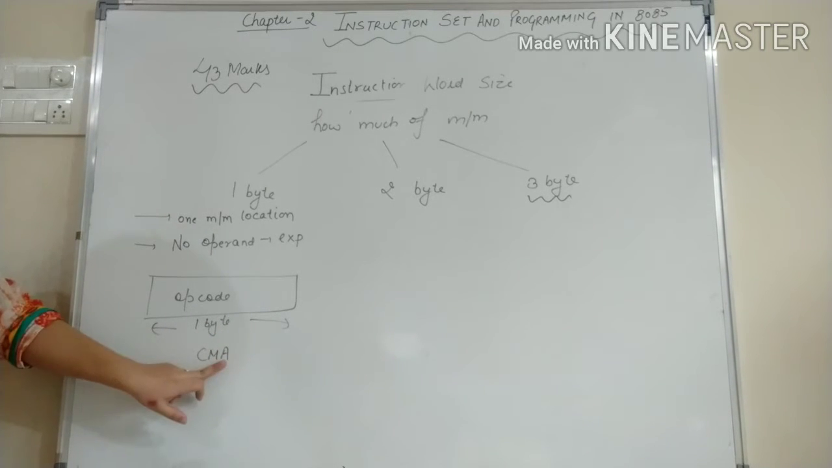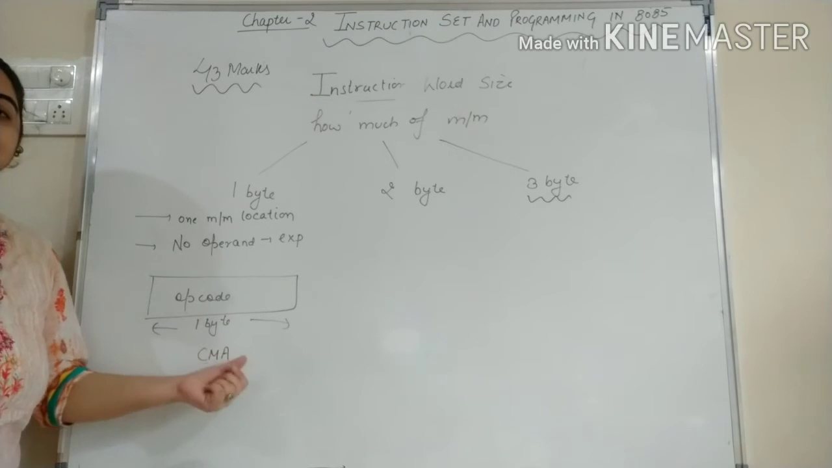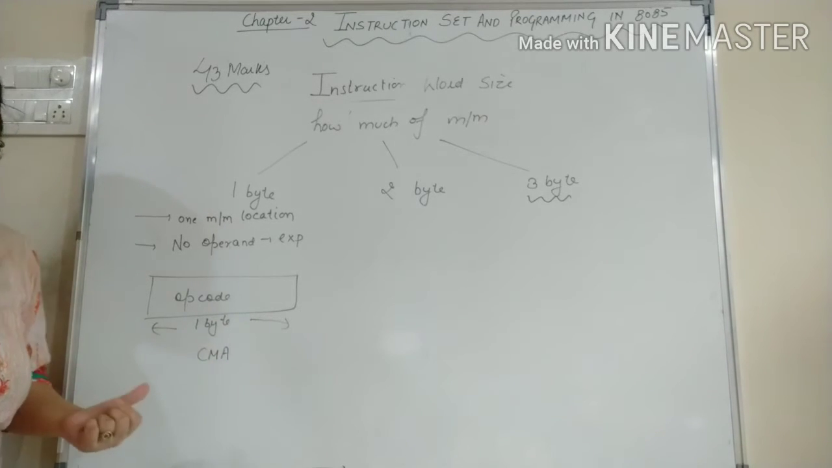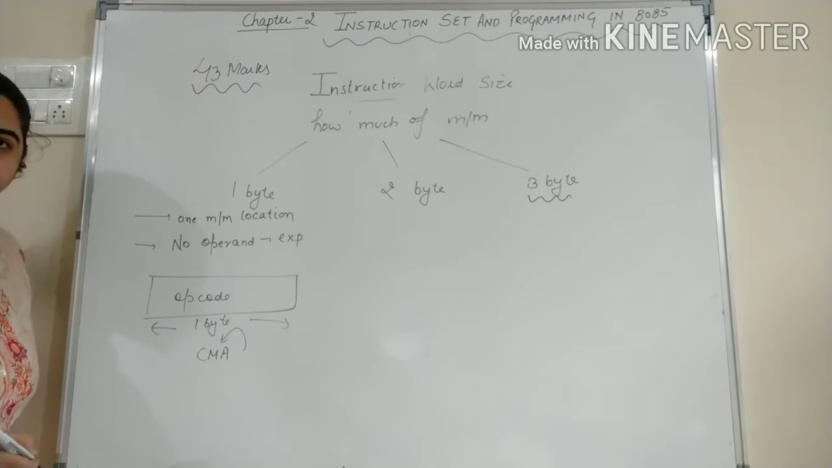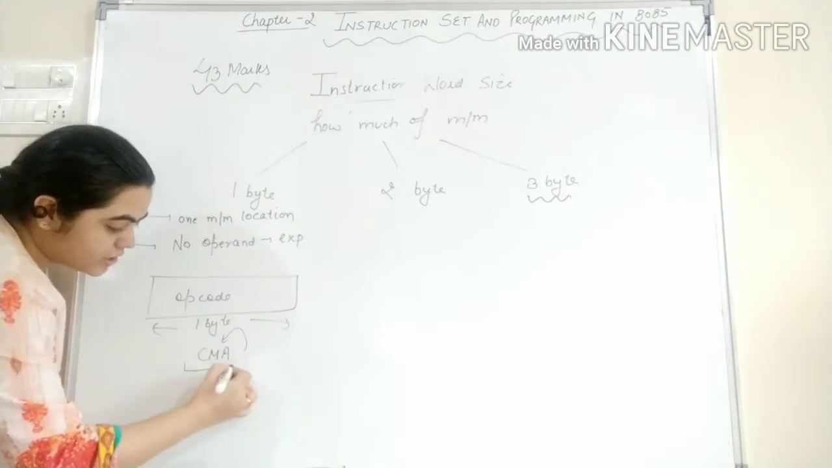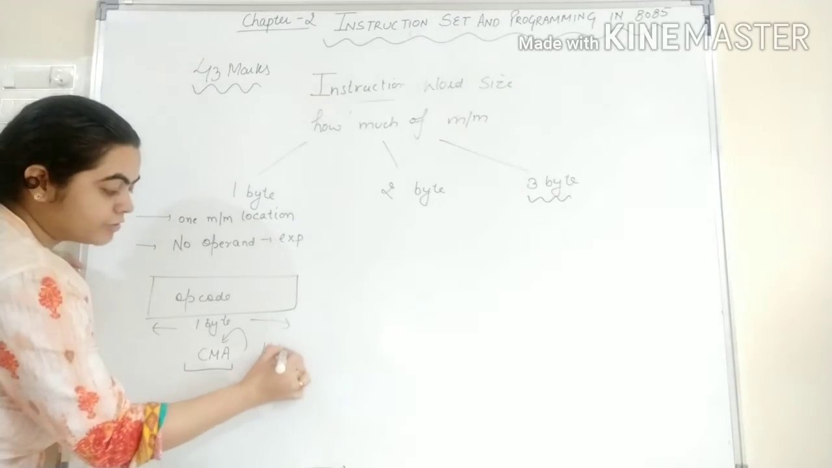In this instruction you can see no data or address is explicitly specified. The data or the operand is present inside the accumulator only, and that is within the opcode. So this CMA is a 1 byte instruction.